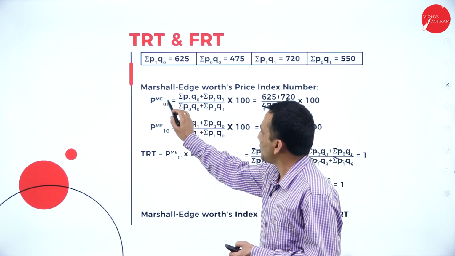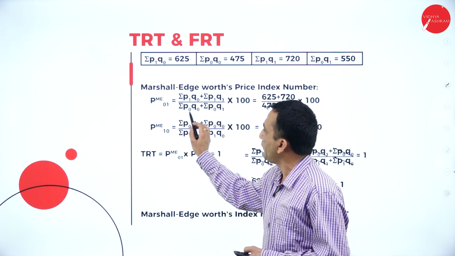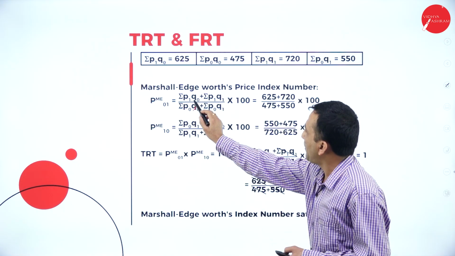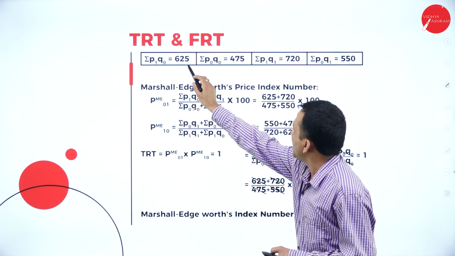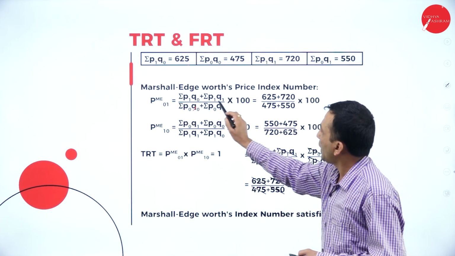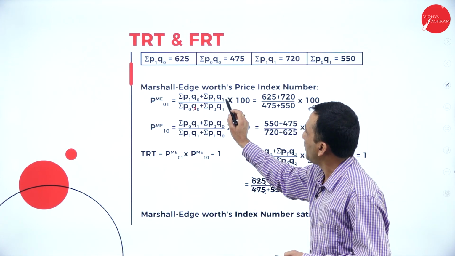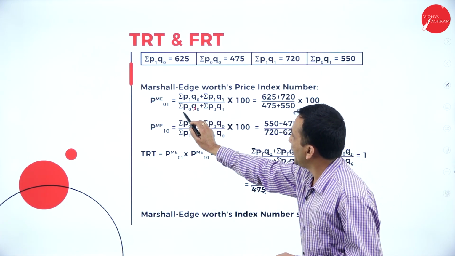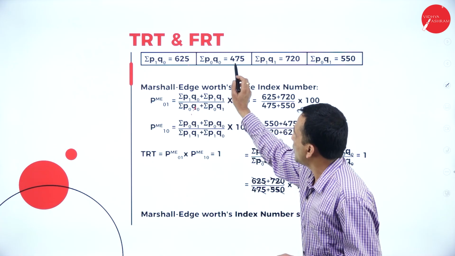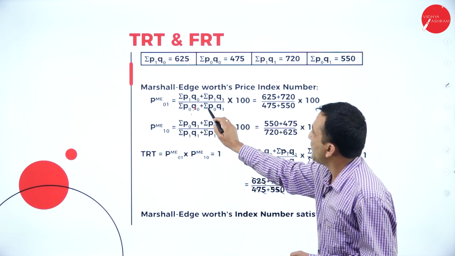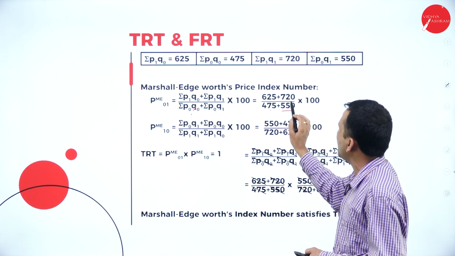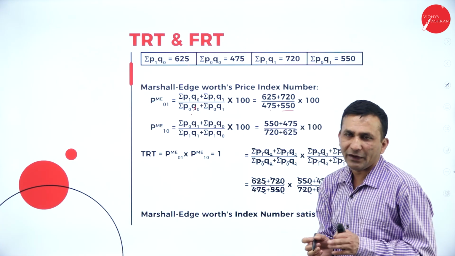So we know the Marshall-Edgeworth formula without reversing. Okay, without reversing. So in the same place sigma P1 Q0 we are getting 625, I have written. Again sigma P1 Q1, okay, we get 720 in the numerator. Denominator sigma P0 Q0, 475 I have written. Sigma P0 Q1 we are getting 550. Okay, now we need to take the summation into 100.